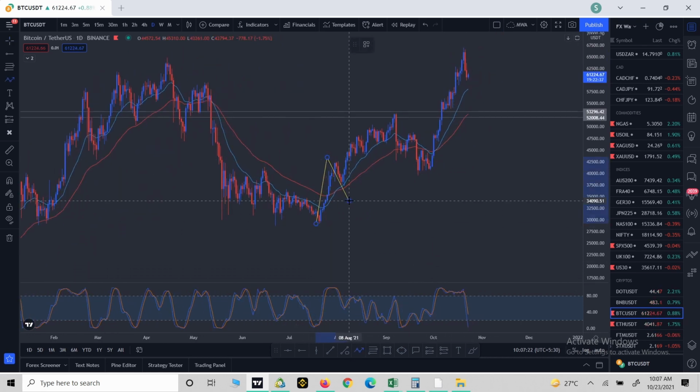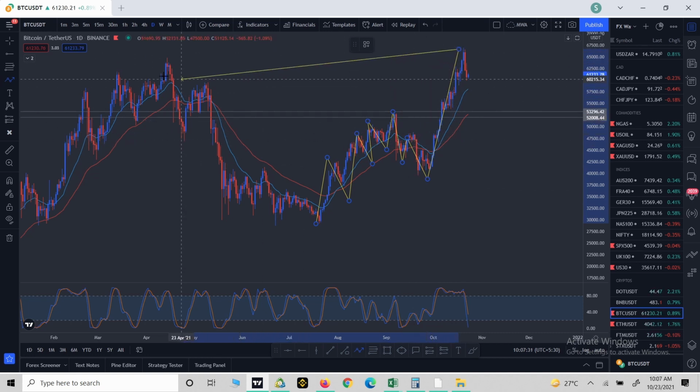Starting from here, we have the high, low, high, high, high, low, high, high, high, low, high, high, low, low, low, high, low, low. Right now, the price broke and closed above this high, this high, this high, this high, all the highs, and right now the price is pulling back lower.